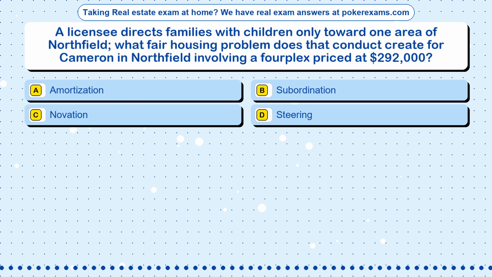Question 92. A licensee directs families with children only toward one area of Northfield. What fair housing problem does that conduct create for Cameron in Northfield involving a fourplex priced at $292,000? Option A. Amortization. Option B. Subordination. Option C. Novation. Option D. Steering.